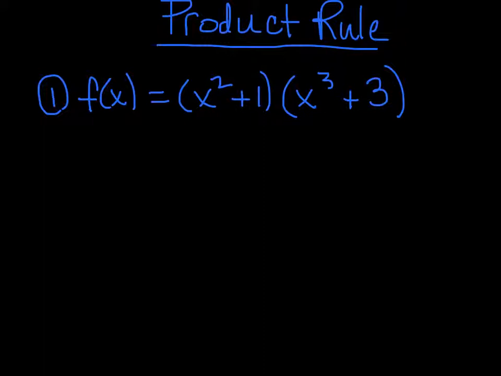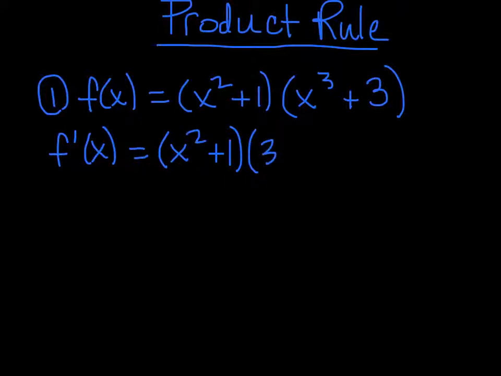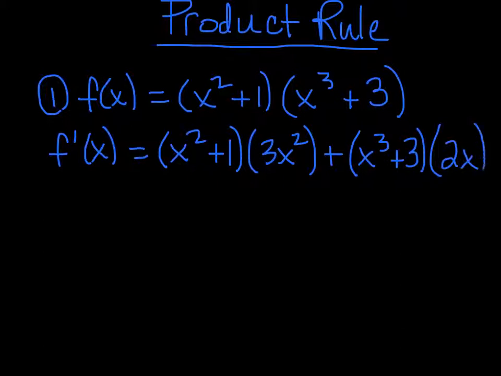All right, so basically what the product rule is, I'm going to show you how to do it first, and then I'll write down the real rule for it. The product rule states that when we want to take the derivative of two products, we take the first term, which is x squared plus 1, and multiply it by the derivative of the second term. The derivative of the second term is 3x squared. Then we add, and we take the second term, write it down, and multiply it by the derivative of the first term, which is 2x. And that's the product rule.